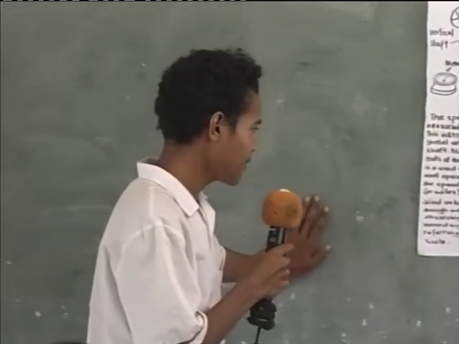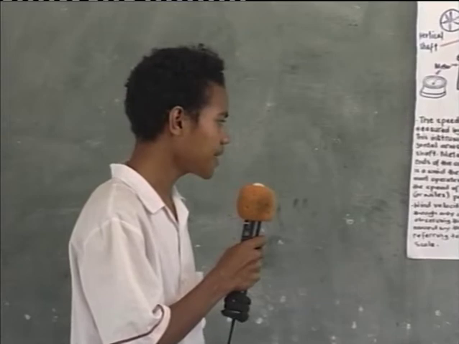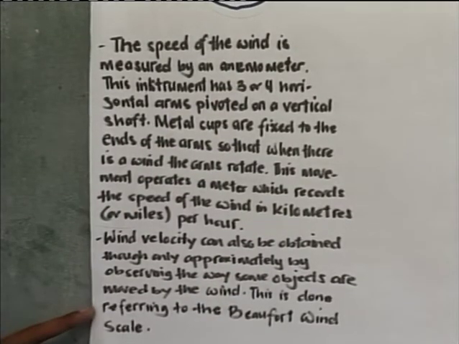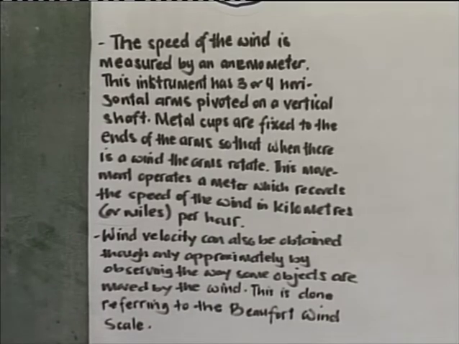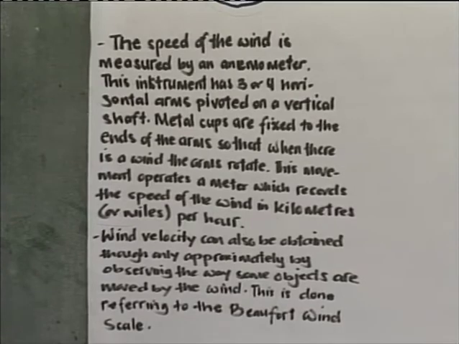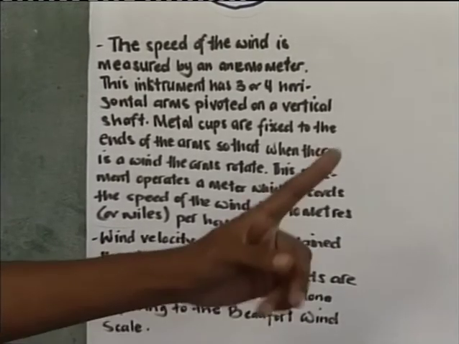The wind speed can be obtained approximately by observing the objects moved by the wind. It can be referred to the wind scale.